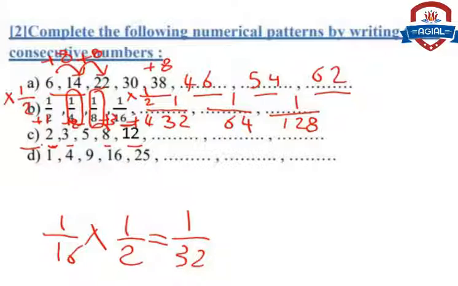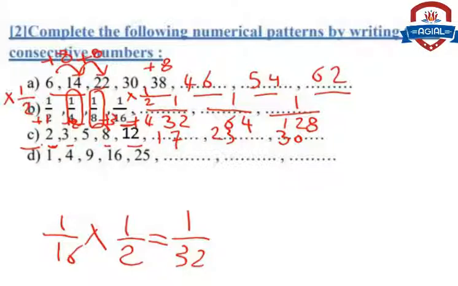So the first space equals 12 plus 5, which equals 17. And 17 plus 5 or 6? 6. 17 plus 6 equals 23. And 23 plus what? 23 plus 7 equals 30. So the numerical pattern is here 2, 3, 5, 8, 12, 17, 23, 30.